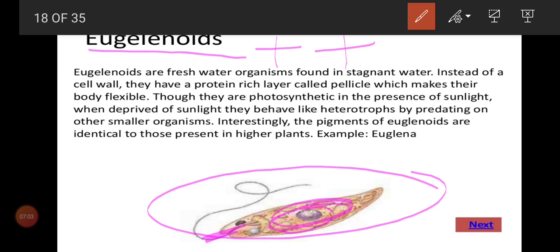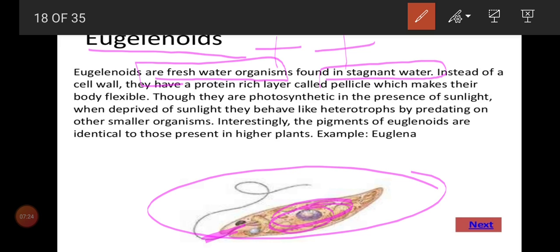So this is the general characteristic. Next I'll explain where it will be. It will be in fresh water. That word is very, very important. Chrysophytes will be in fresh water and marine water. Dinoflagellates only marine water. Euglena will be in fresh water alone and in stagnant water.